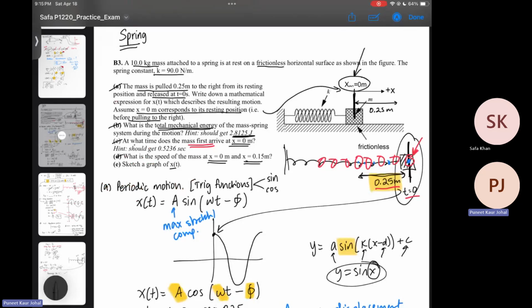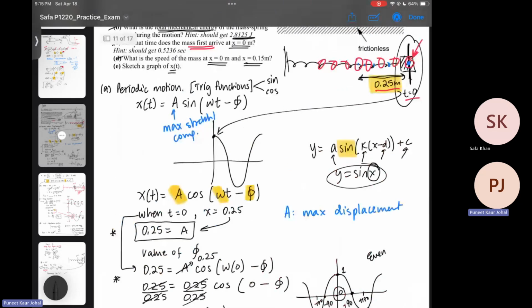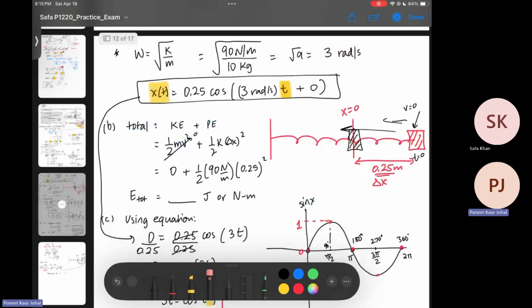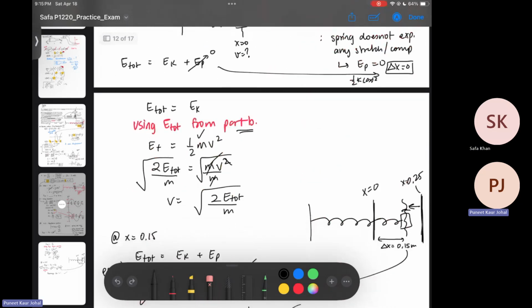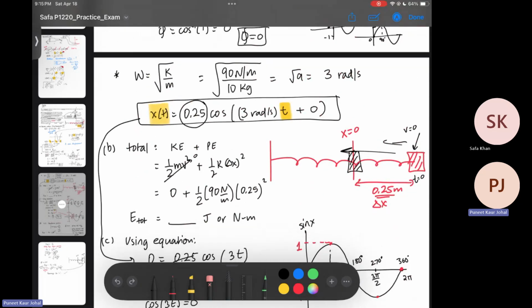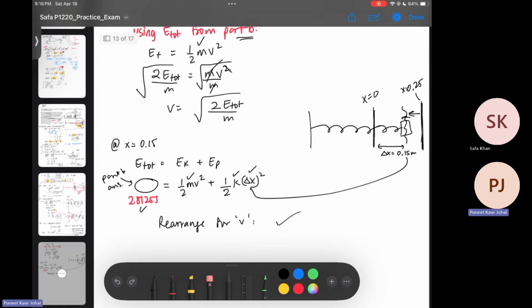And then it says sketch the graph of x versus t. It's going to look something like this because it's a cos graph. So when you sketch the graph, you just have to use this equation. This is going to be your maximum point. You know how here it's 1, the max point? In your graph, your max point will be 0.25. So I'm going to copy this equation because our graph is going to be based on this.